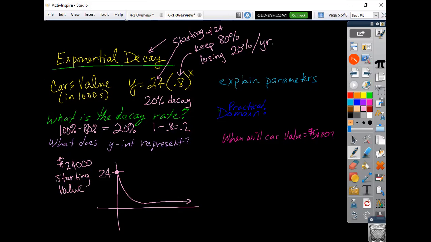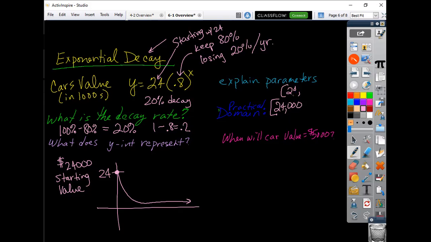Okay, so $24,000 was the starting value of the car. And we already talked about the parameters, losing or keeping 80%, so losing 20%. The practical domain. So what did the value of the car start out as? That's your 24, or if you want to do the 24,000, depending on where you're at and working with it, you might want it in either form.